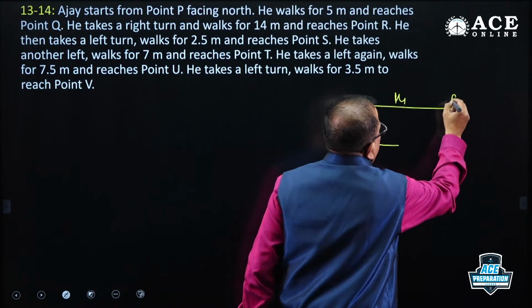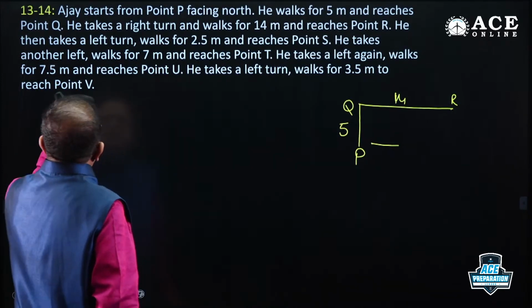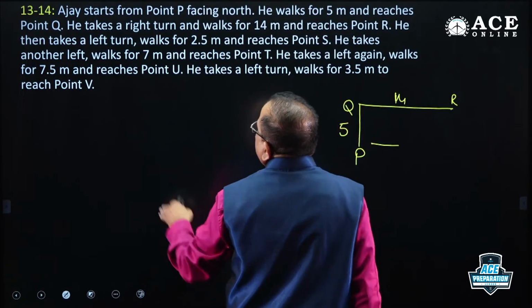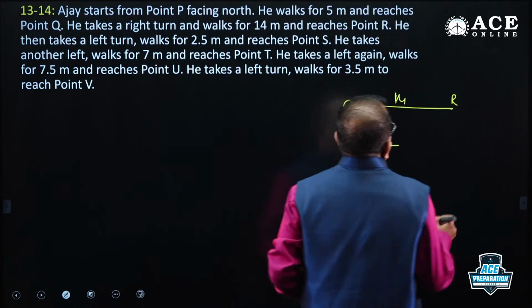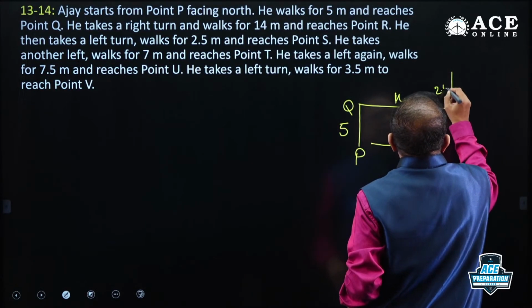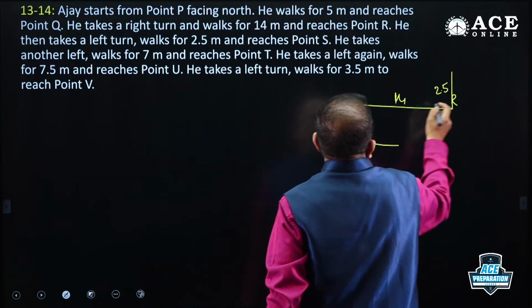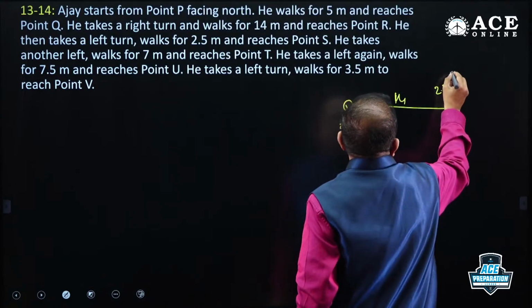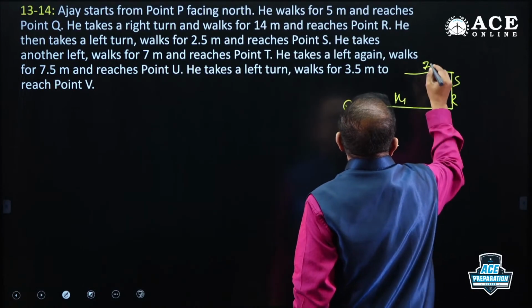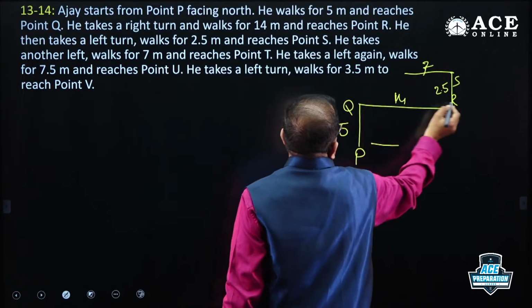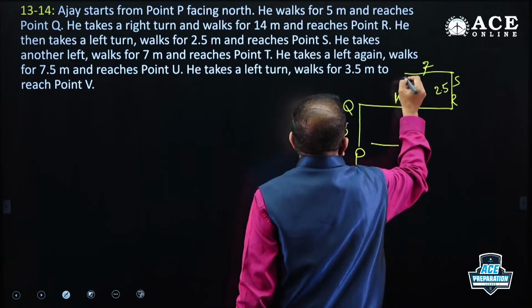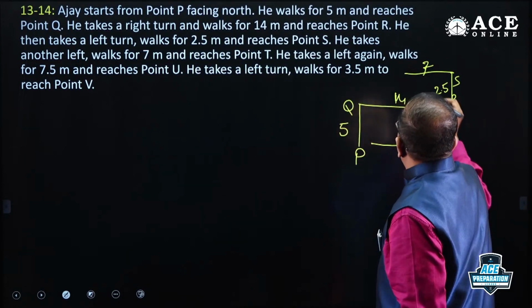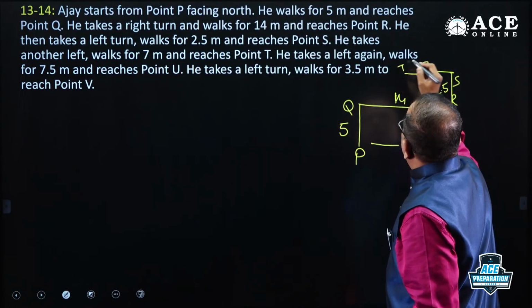And reaches point R. This is point R. Next, he takes a left turn. When he is moving like this, left turn means towards north, and walks for 2.5 meters. So this is 2.5 meters, and reaches point S. This is point S. He takes another left, walks for 7. This is the left, and he is walking for 7. Now you know this is 14, and from here to here 14, 7 means exactly half. Then what happened? And reaches point T. So this is point T.